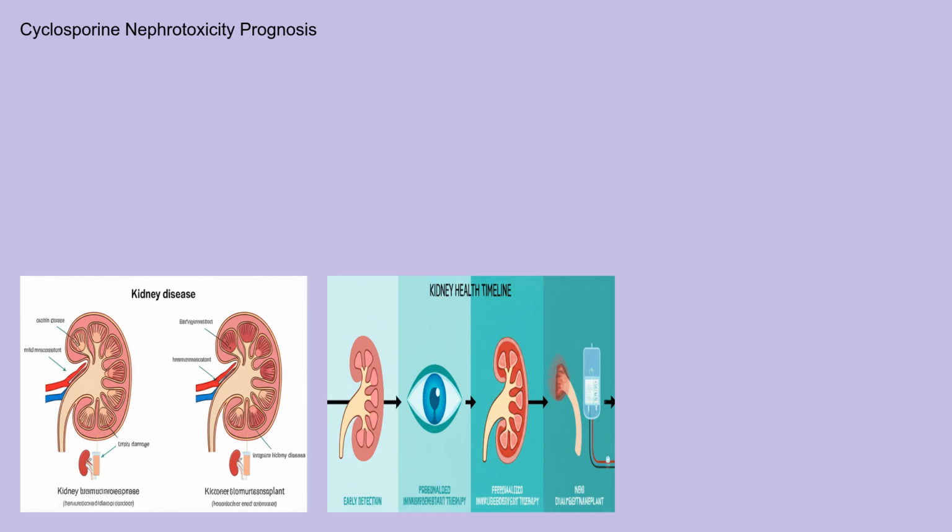The prognosis for cyclosporine nephrotoxicity varies depending on the severity and duration of kidney damage. Early detection and intervention can often prevent or slow the progression of kidney disease. However, chronic nephrotoxicity may lead to irreversible kidney damage and, in severe cases, end-stage renal disease requiring dialysis or kidney transplantation. Ongoing research is focused on developing strategies to mitigate cyclosporine's nephrotoxic effects, such as exploring novel immunosuppressants with fewer side effects and investigating protective agents that can prevent kidney damage. Researchers are also exploring ways to personalize immunosuppressant therapy based on individual genetic profiles to minimize the risk of nephrotoxicity.